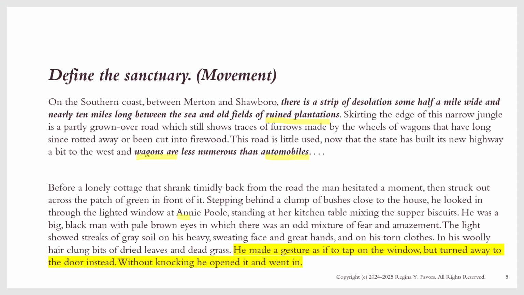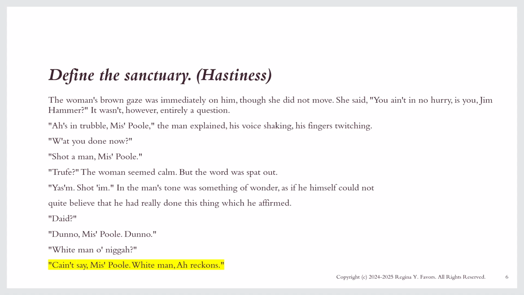So we have a main character, Annie Poole. She is cooking, making biscuits, and we have this person who feels free enough to open that door without knocking.